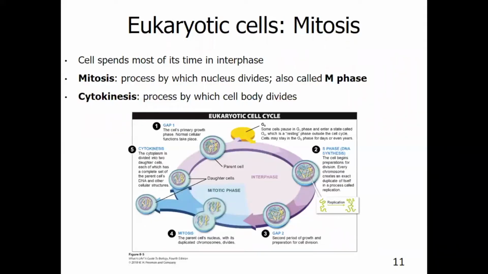Now let's take a closer look at mitosis. We're looking at the same figure here, figure 8.5, and we've looked at interphase, which is this purple region. Mitosis is represented here in blue, and during mitosis, the cell is actively dividing. We see division of the nucleus first, and then division of the cell body itself.